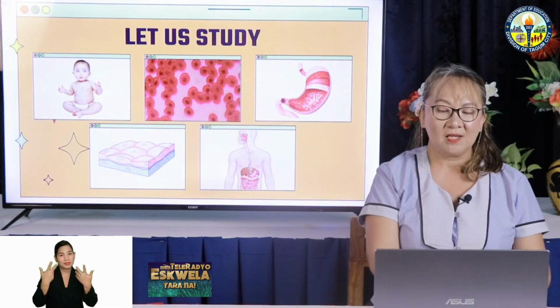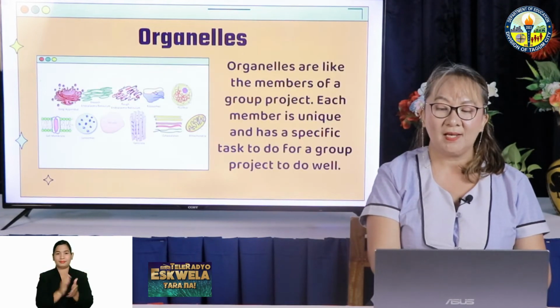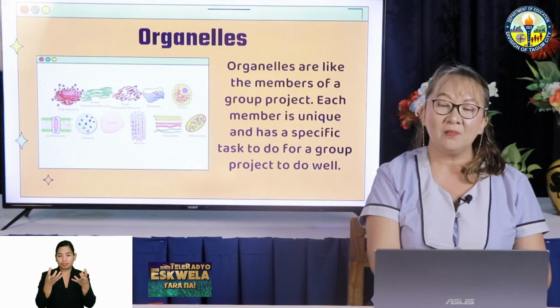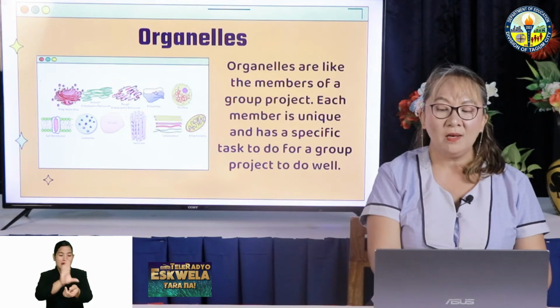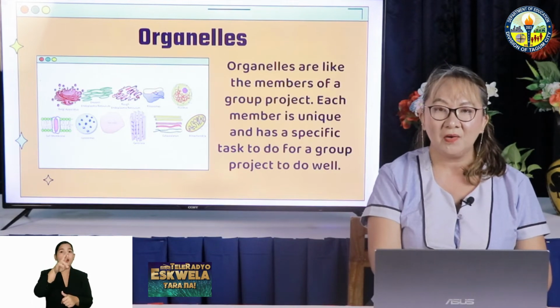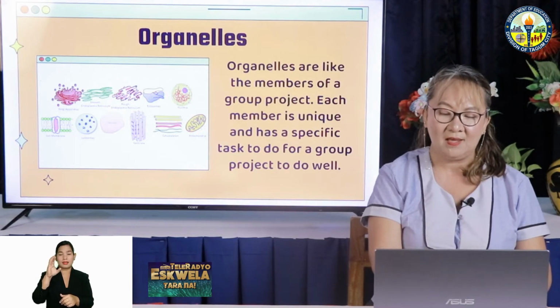Once you are done, let us focus on the cell and what is in it. Cells have organelles. These organelles are like the members of a group project. Each member is unique and has a specific job to do for the group project. There are a lot of organelles that are present among different cells. These different cells may be one of two general types, either prokaryotic or eukaryotic cells. And it all depends on how they store their DNA.